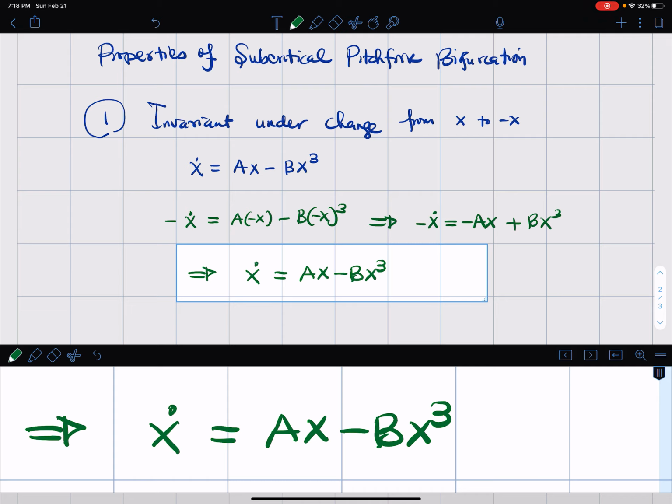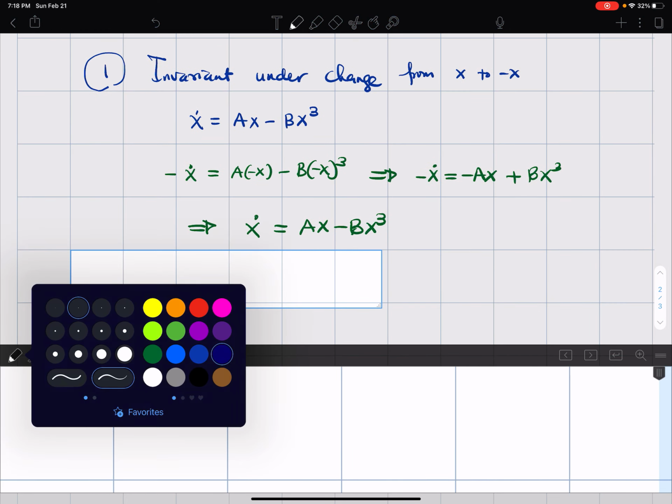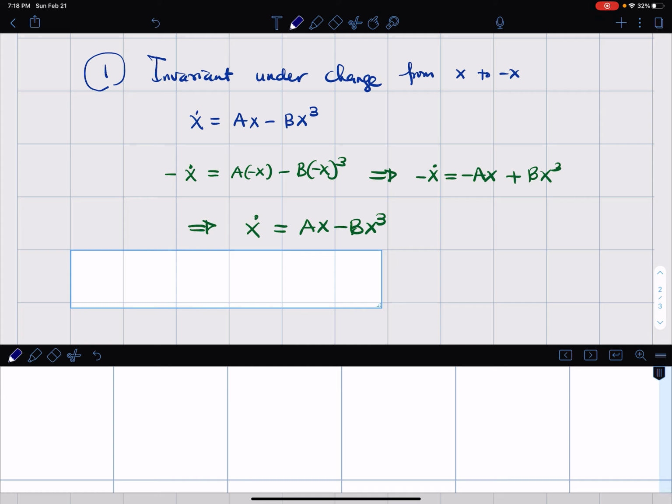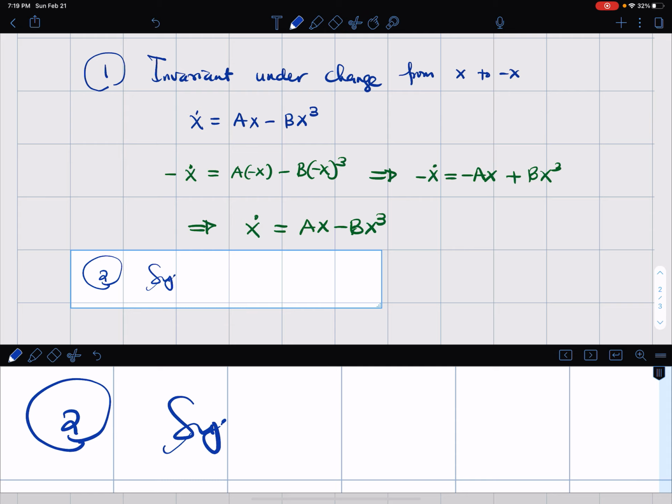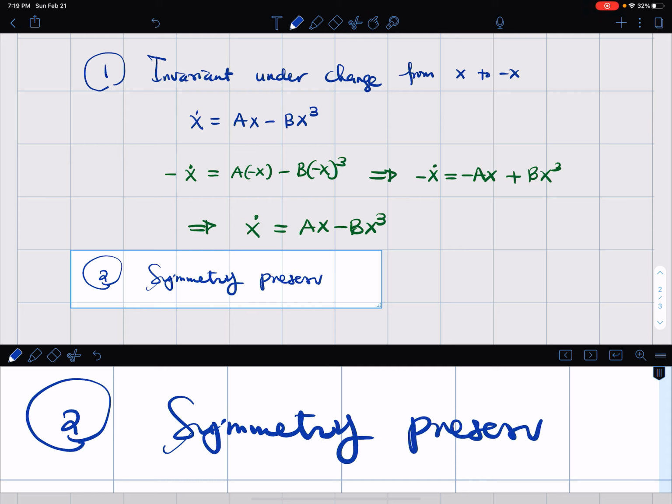So going from positive x to negative x doesn't change anything, in fact. So that means this is another way of demonstrating the symmetry preserving nature of the supercritical pitchfork bifurcation. All right.